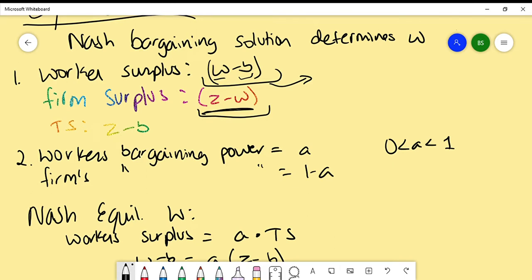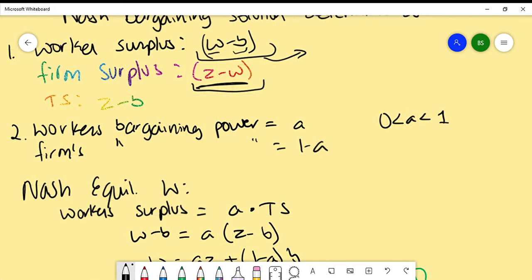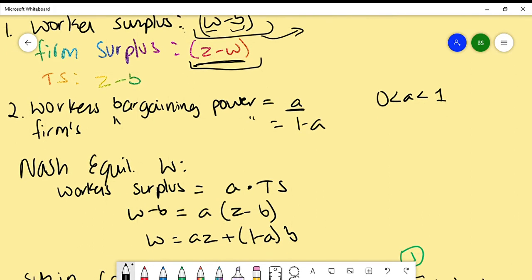Now the worker's bargaining power, we're going to denote by the letter A, where A is between 0 and 1. The firm's bargaining power is therefore 1 minus A. Since the workers' bargaining power is A, we can write that the workers' surplus is A times the total surplus, so it's A times Z minus B.